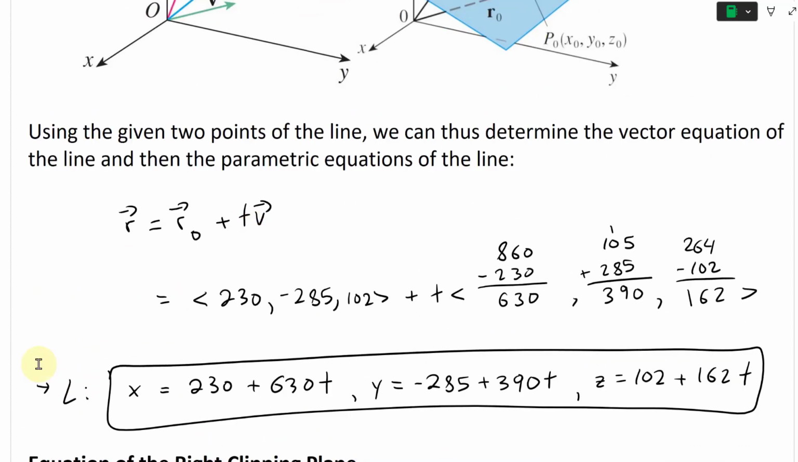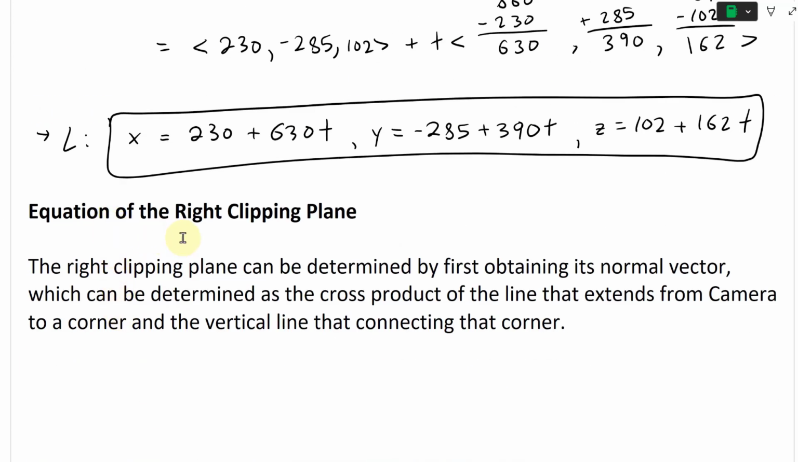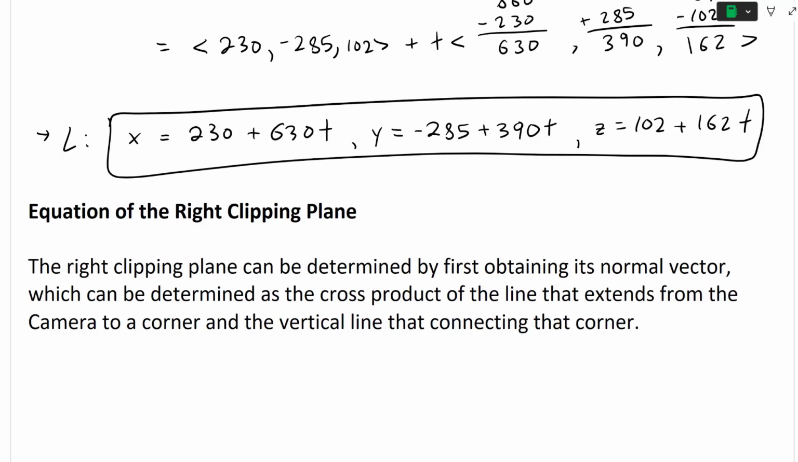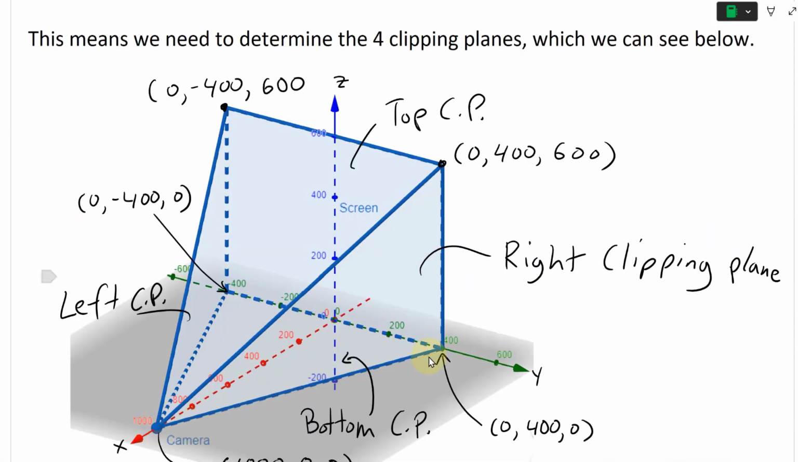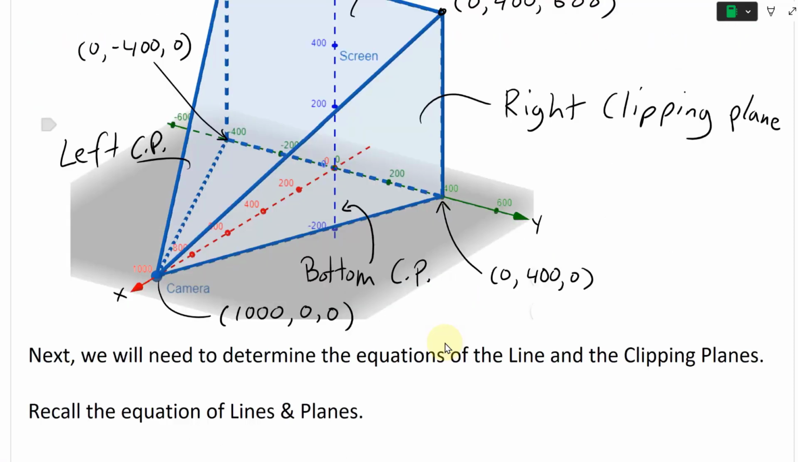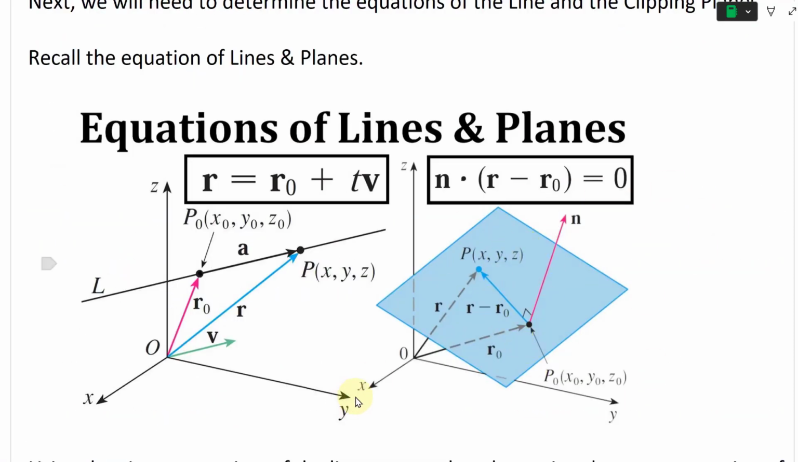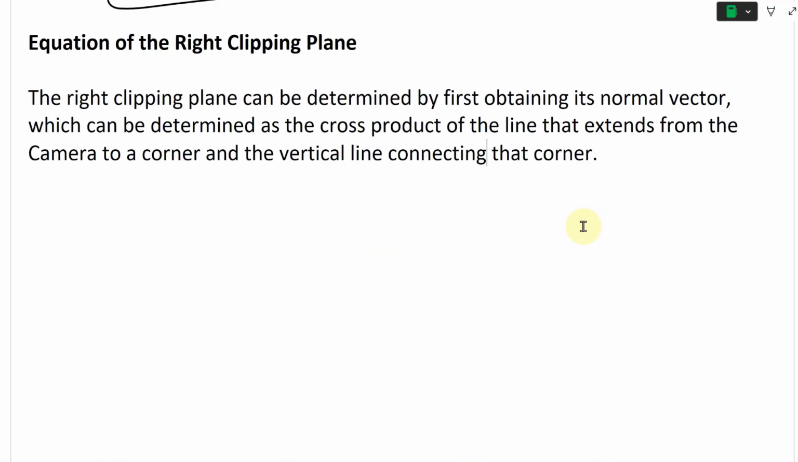Alright, now that we have the equation of a line, the next setup is the equation of the right clipping plane. It can be determined by first obtaining its normal vector, which is the cross product of the line that extends from the camera to a corner and the vertical line connecting that corner. We want a vector from here to here, and then this vertical line. So we'll draw it out: a plane, a normal vector, and so on.